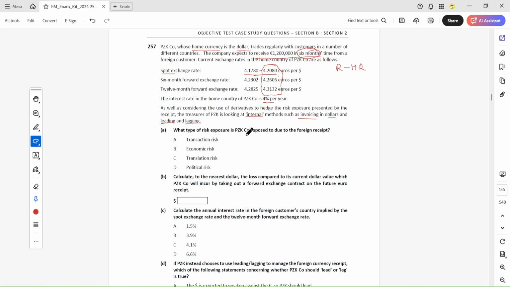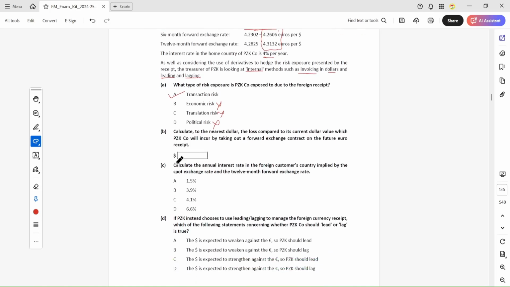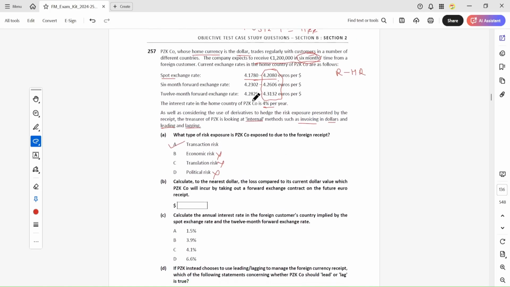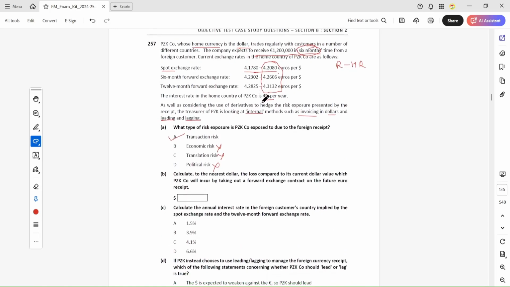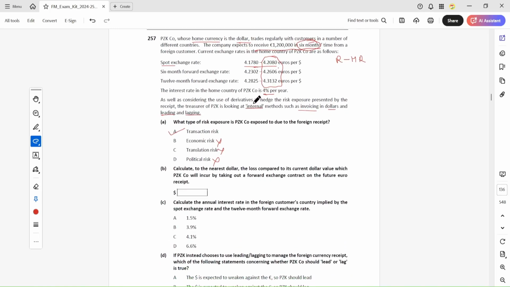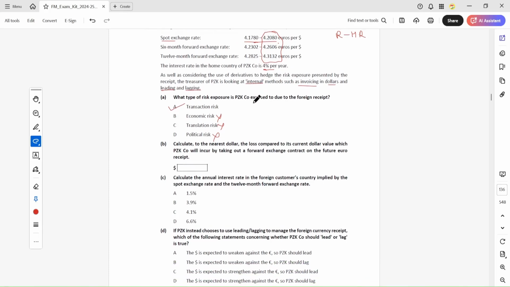What type of risk exposure is exposed due to foreign currency receipt? This is transaction risk. This is transaction risk. It is because we gain or lose due to transaction.